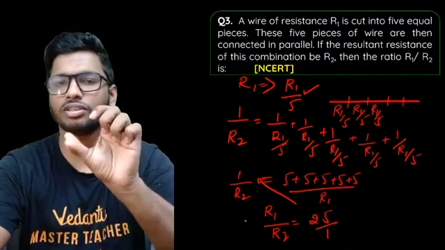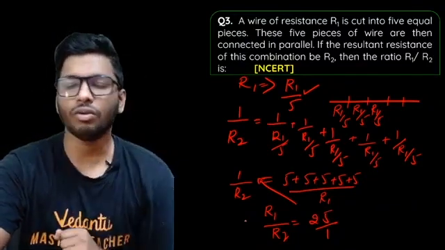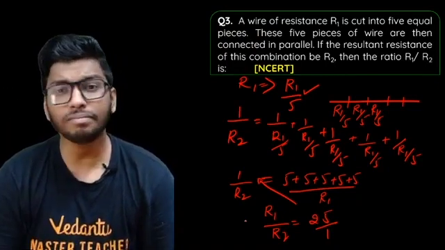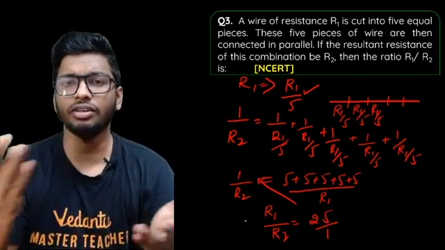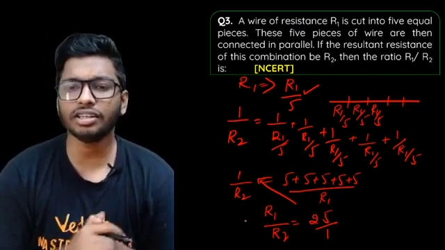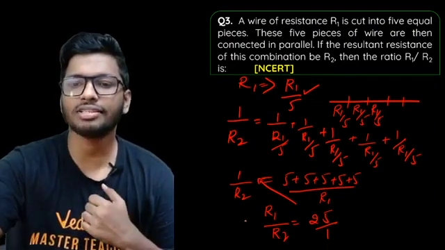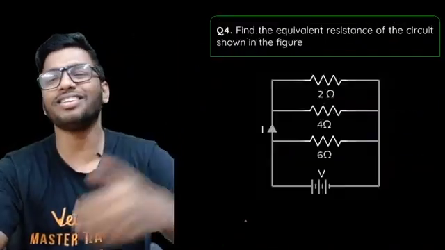You just need to find out the resistance of each and every smaller piece of wire. Once you find that out, put it in the equation for finding the equivalent resistance in a parallel connection, and you'll get the answer. Simple as that. Alright, with that said, moving on to the next question.